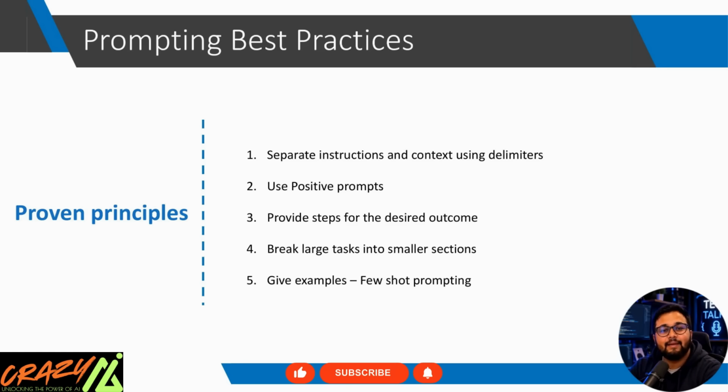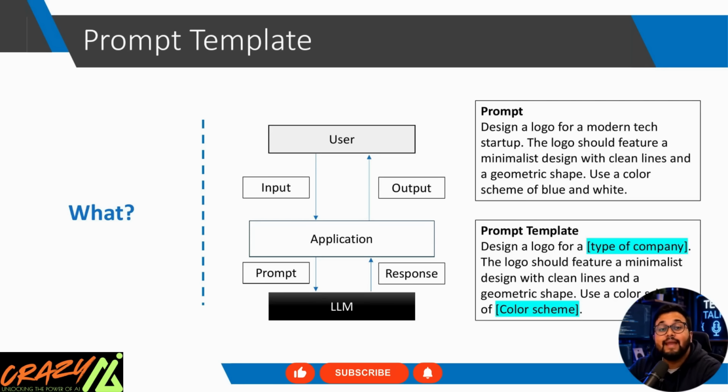One powerful technique that builds on these principles is the use of prompt templates. Prompt templates allow us to create reusable prompt structures. For example, suppose we frequently generate logos for different companies. Instead of writing a new prompt every time, we can create a template containing placeholders. The placeholder might represent the company type, color scheme, or design style. When a user provides specific values, those values are inserted into the template automatically. This approach saves time, improves consistency, and simplifies prompt creation.